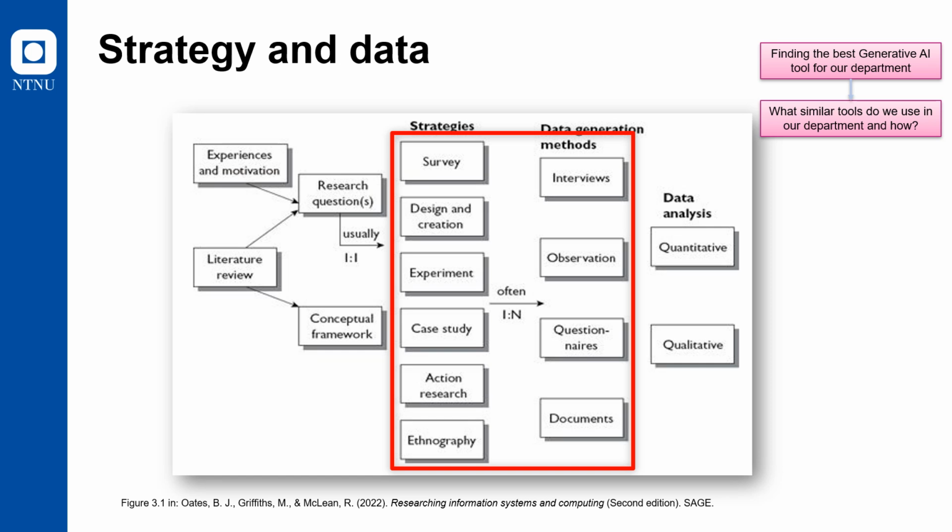The next step is to think about how we will generate empirical data to answer our research questions. Data generation tools such as interviews, observations, and questionnaires need to fit into the strategy we have chosen. They also need to be practically and ethically possible to conduct.